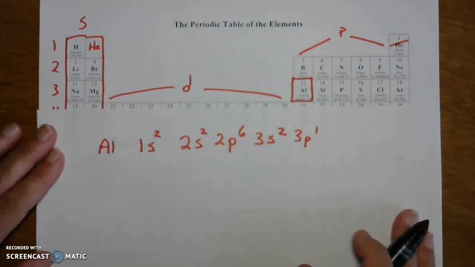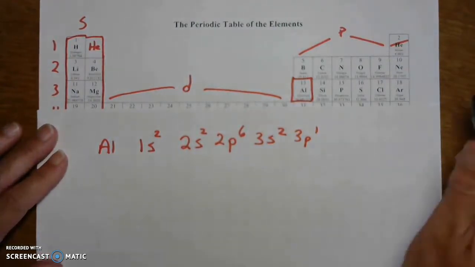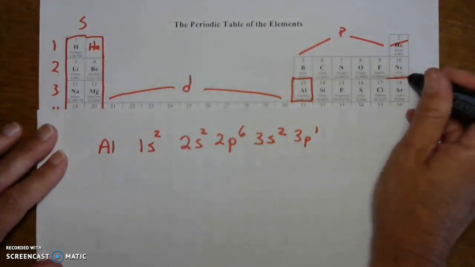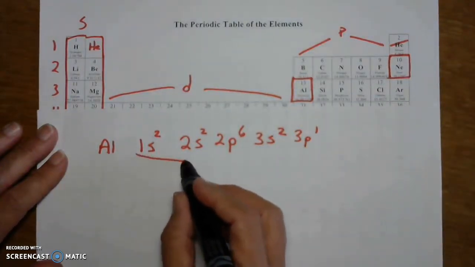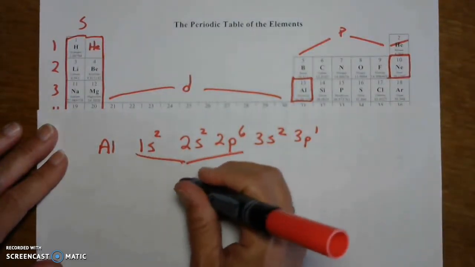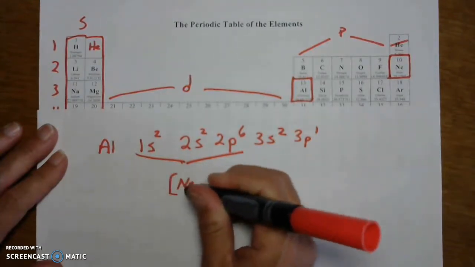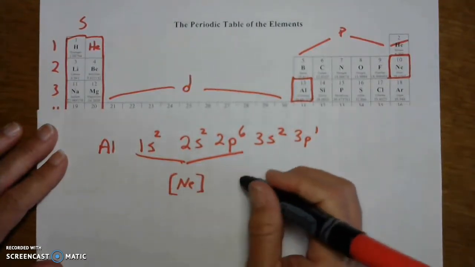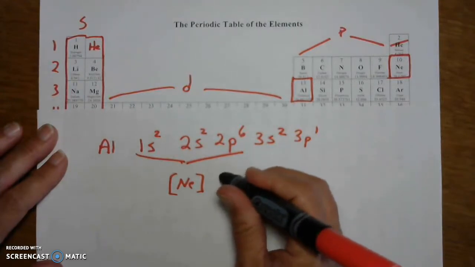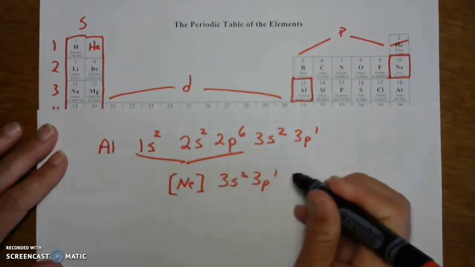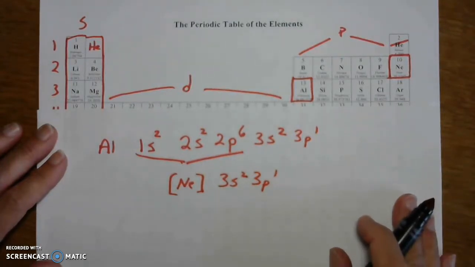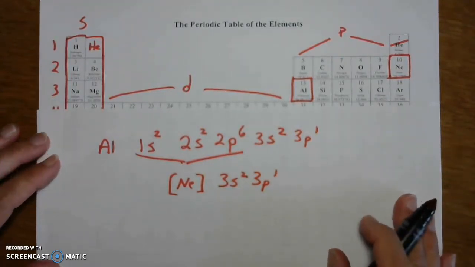If I wanted to make this shorter, I could go back to neon here and say that all of this is the same as neon. And so we could write neon 3s2 3p1. That would be the electron configuration of aluminum.